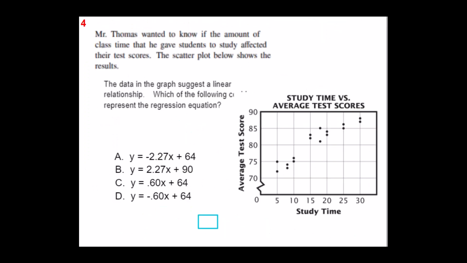Question number 4. Mr. Thomas wanted to know if the amount of class time that he gave students to study affected their test scores. The scatter plot below shows the results. The data in the graphs suggest a linear relationship because you can see that you could lay down a line of best fit. So let's look at what that line of best fit looks like.